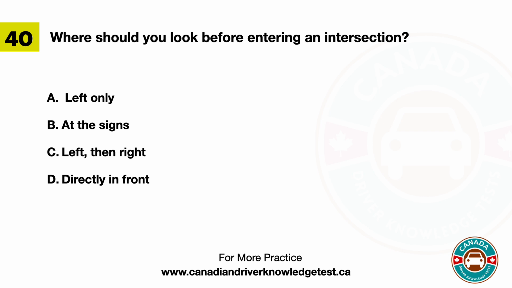Question 40. Where should you look before entering an intersection? A. Left only. B. At the signs. C. Left, then right. D. Directly in front. The answer is C. Left, then right.